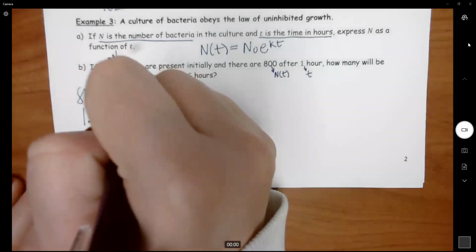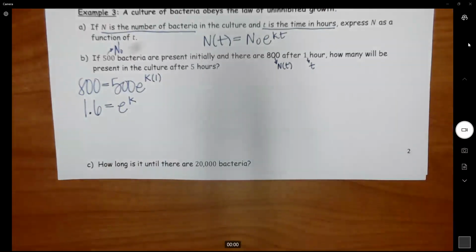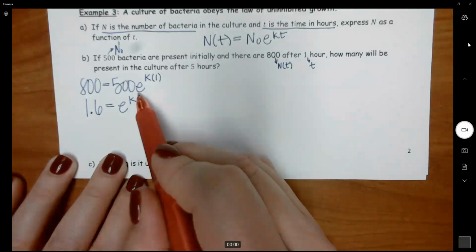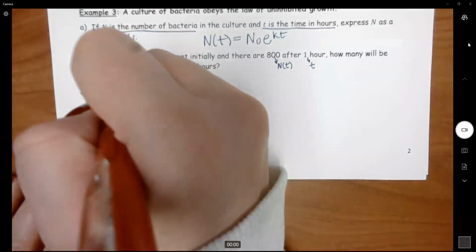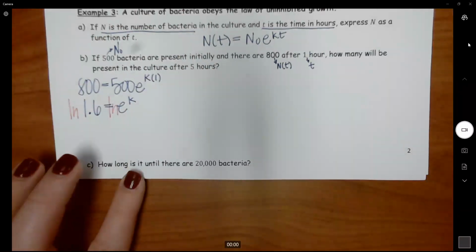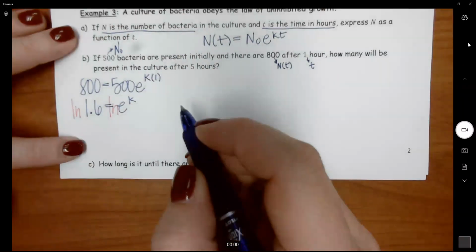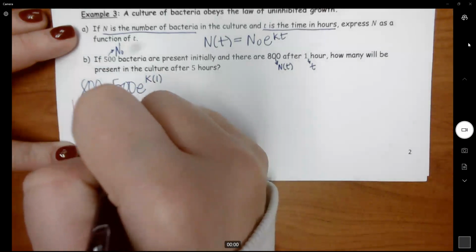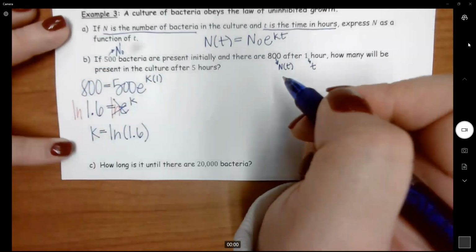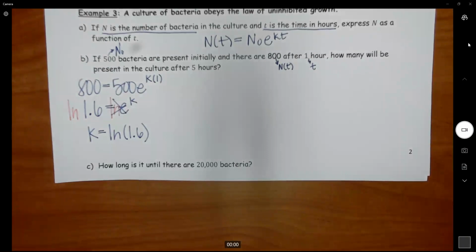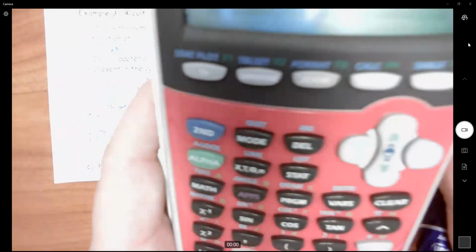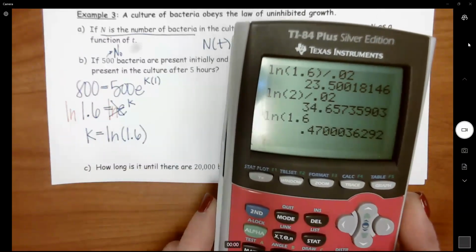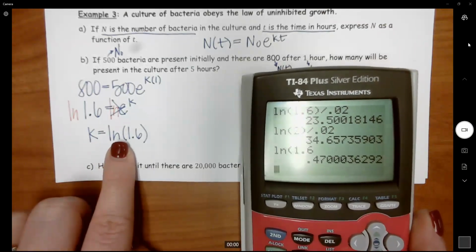So this is E to the K power. And then to solve for K that's in the exponent position, I'm going to get rid of this E by taking both sides to the natural log. So that cancels, and I'm just left with K. So I have K equals the natural log of 1.6. Now you can put that in your calculator. That's a number. The natural log of 1.6 is about 0.47. But I want to keep this exact until the very end.